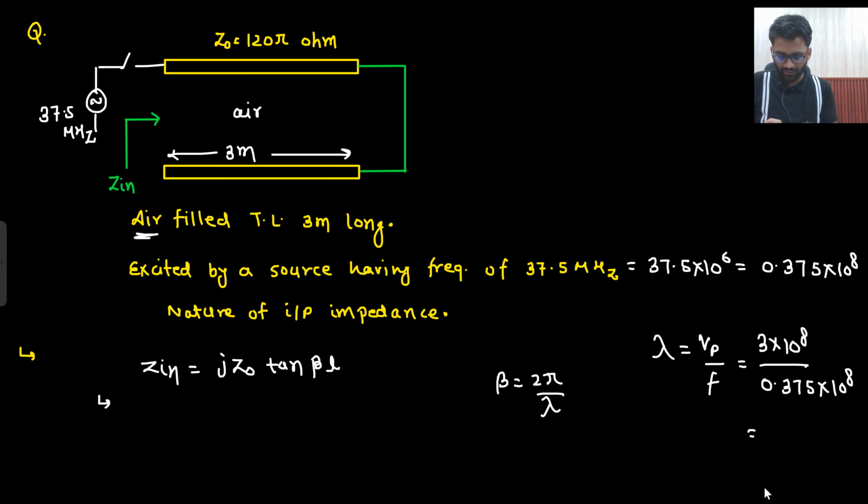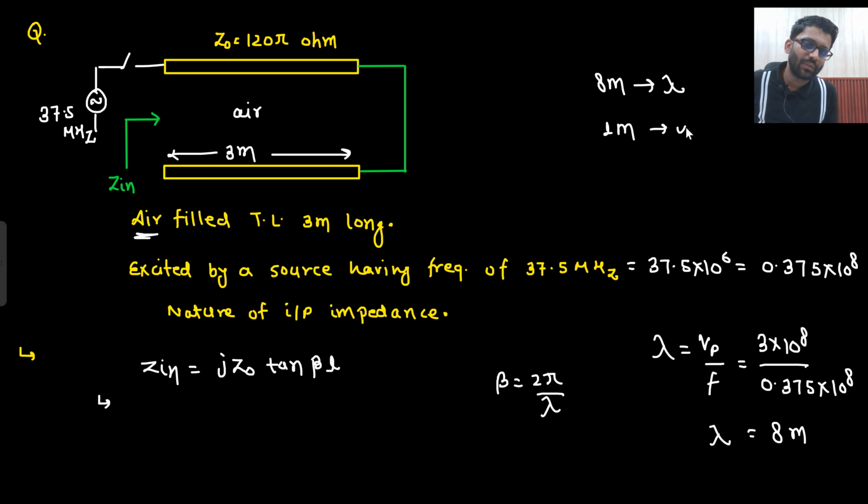3 upon 0.375. So 8 value you are getting. 8 meter is equal to lambda. So 1 meter is equal to lambda by 8, so 3 meter is equal to 3 lambda by 8. This is not in my standard results. So I have to calculate now.